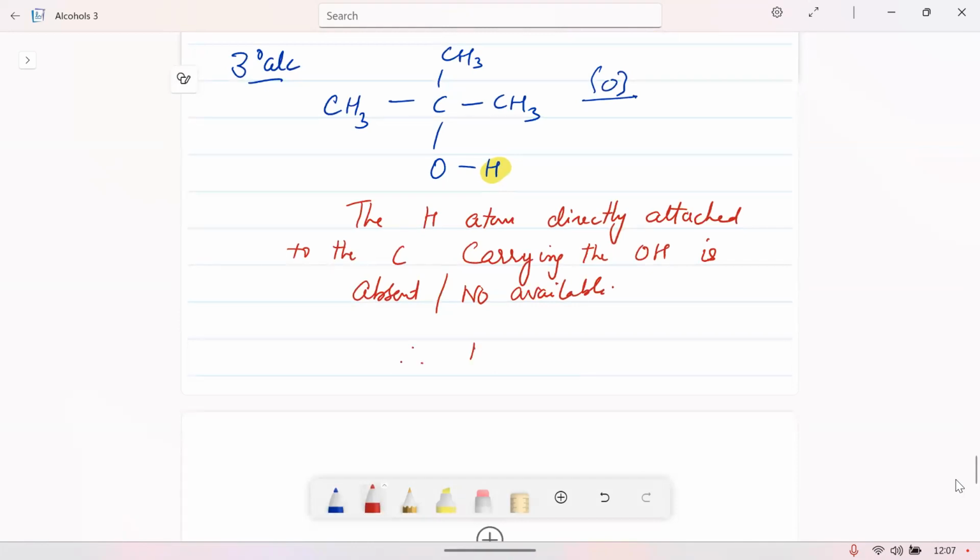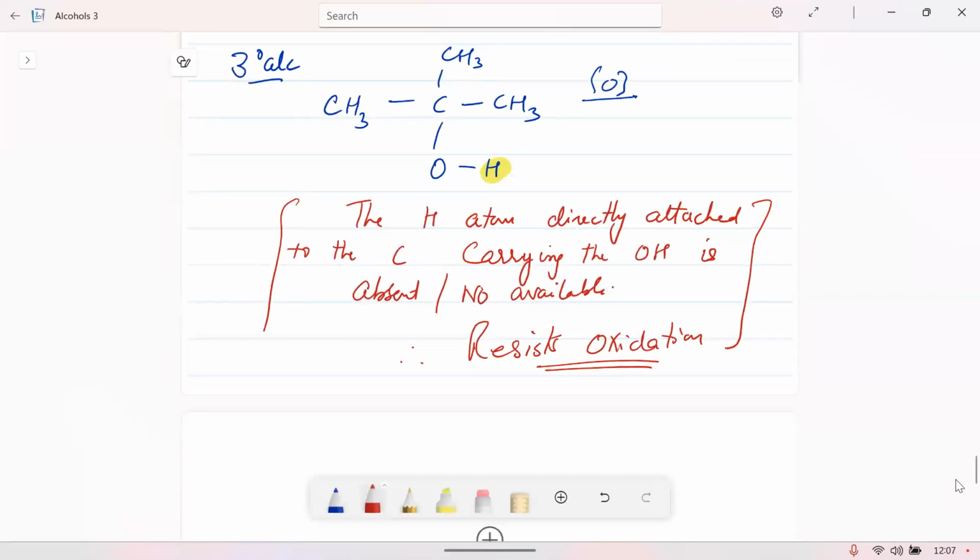Therefore, it resists oxidation. Therefore, the oxidation does not take place. This is according to Edexcel. In actual practice, under drastic conditions, that means you will have to heat it more, it may undergo oxidation. But in Edexcel, we stop at this step. So if someone asks you why the tertiary alcohols do not oxidize or they resist oxidation, this is the reason.